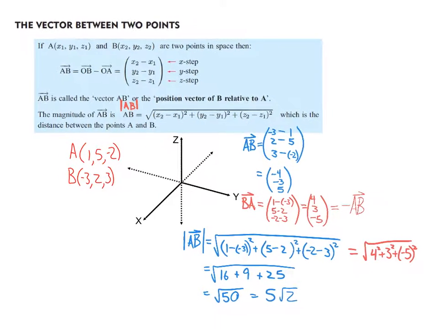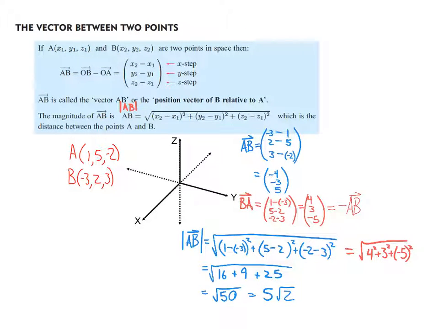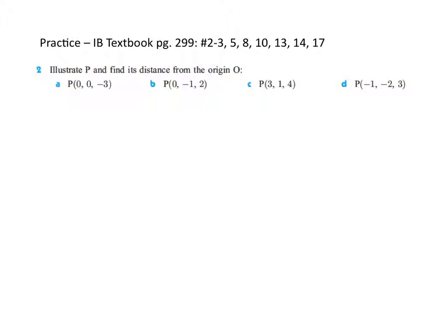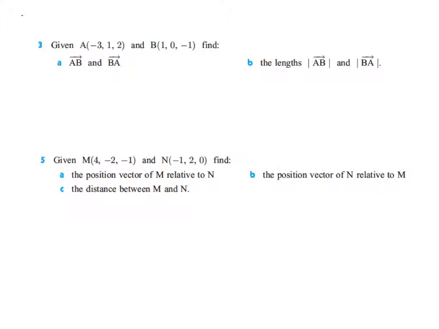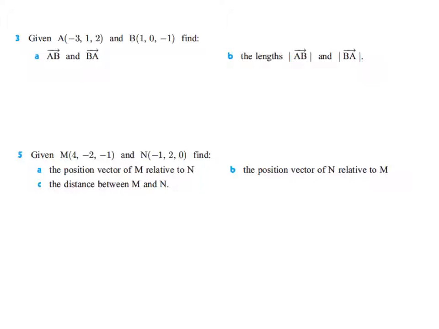So that's another thing that we looked at in 2D. It's almost an identical process here in 3D. And that's really it for at this point. I've given you a little bit of practice. Find the distance from the origin, so find that position vector, in this case OP, and find the magnitude of OP in each of these. Then you have some other magnitudes that you're finding.